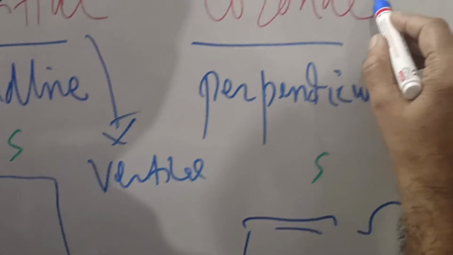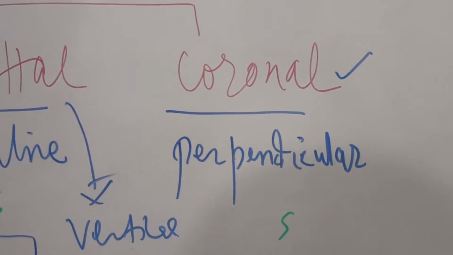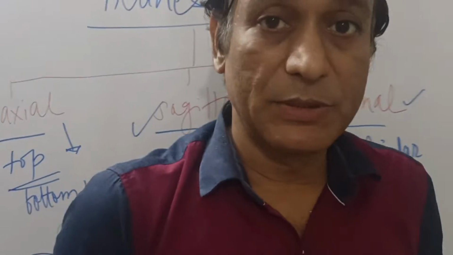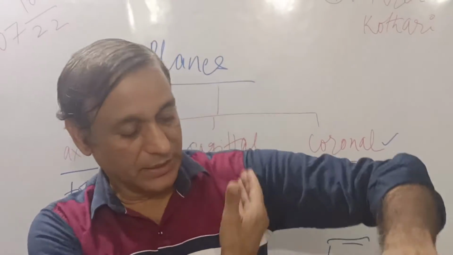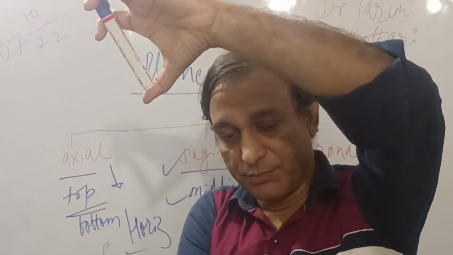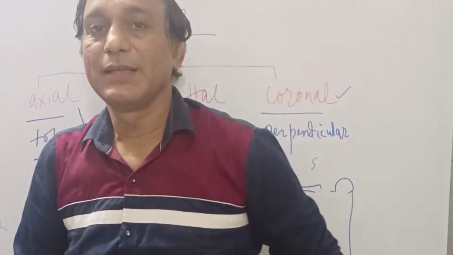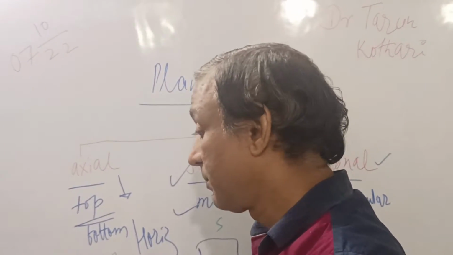Next we have the coronal plane, that is perpendicular to the axial and perpendicular to the sagittal. Suppose I cut the body from this side, at a right angle to the midline, that is your coronal plane.